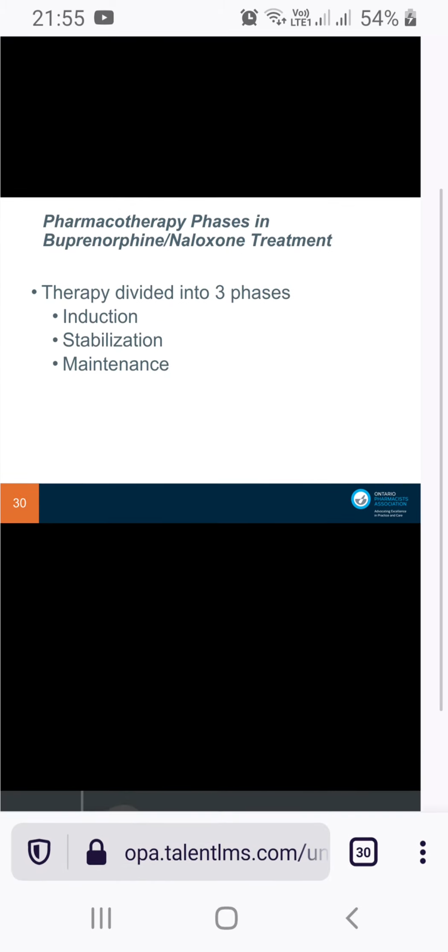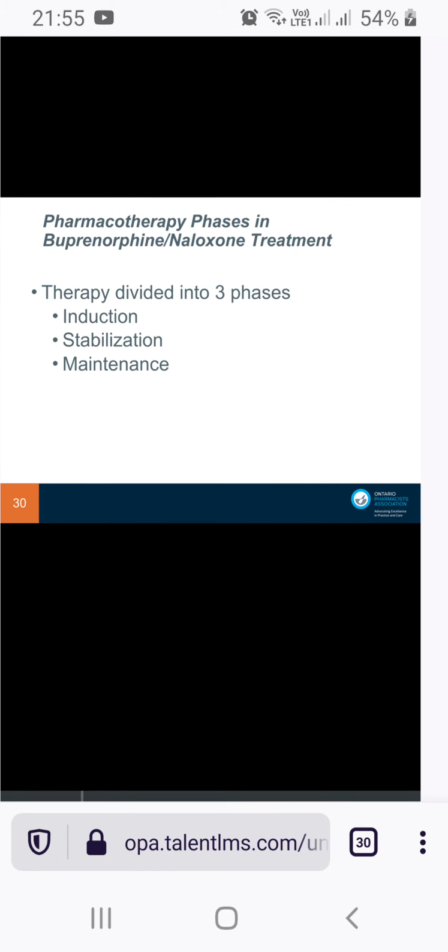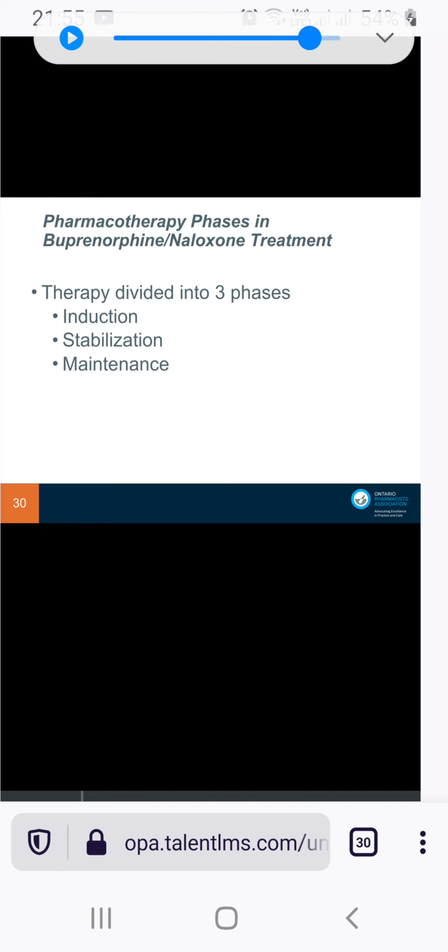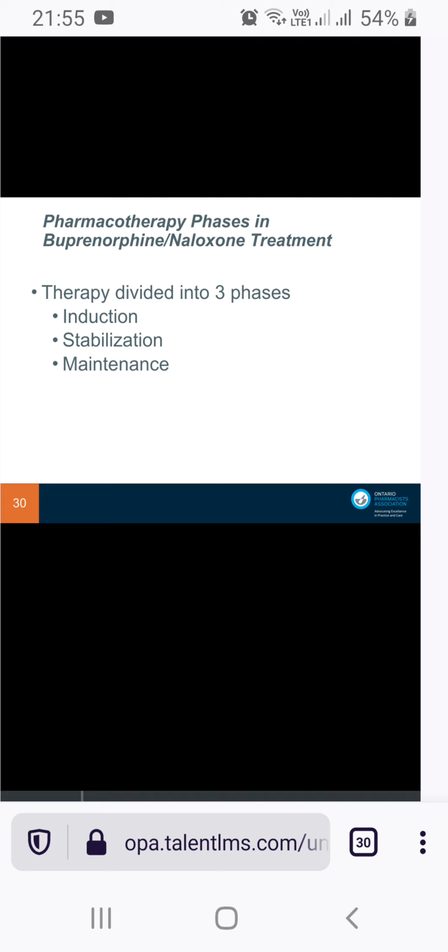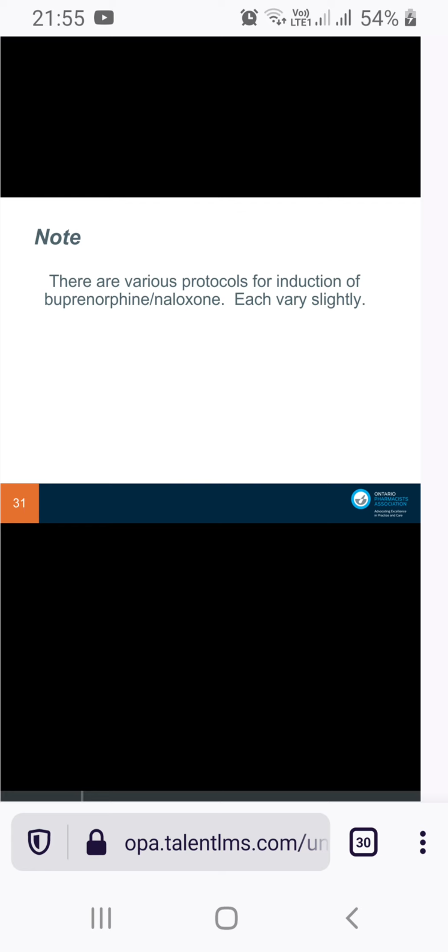Now, buprenorphine treatment can be divided into three phases. One is induction, then stabilization, and then maintenance. I also want to note that there are various protocols for inducing a patient on buprenorphine naloxone, and each varies slightly.